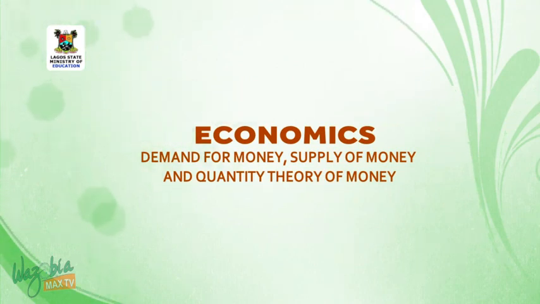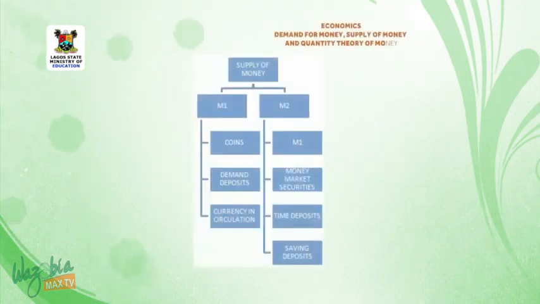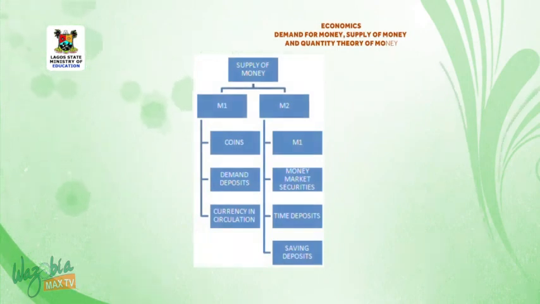Welcome back from that short break. We shall continue our discussion from supply of money. We want to classify supply of money using a diagram. So we want to do it together. Get your pencil and your ruler ready. So write supply of money, then classify it into two, M1, M2.